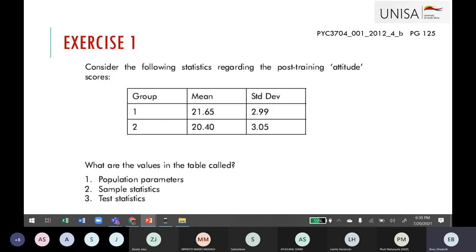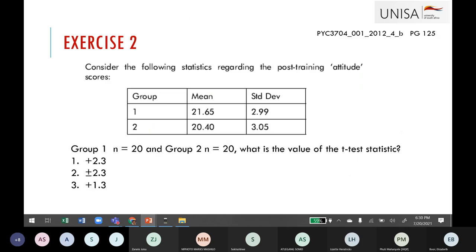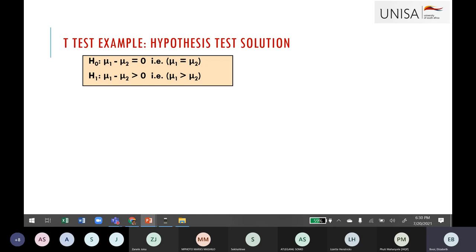So the first thing we do is to state the null hypothesis and alternative hypothesis. The null hypothesis states that there is no difference. So the mean of population group one minus the mean of population group two is equal to zero, or the mean of population group one is equal to the mean of population group two. For the alternative, we are told that we're doing a one-tailed test, and that a higher score means a more positive mood, so mean one will be bigger than mean two, or the difference between mean one and mean two will be greater than zero.